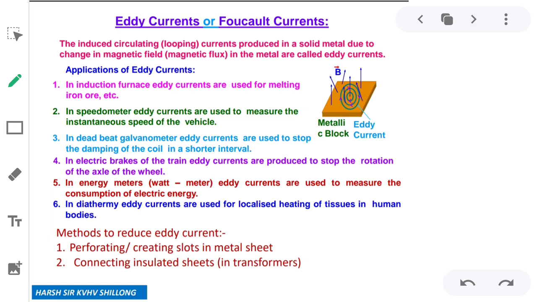Next topic, eddy currents, also known as Foucault's currents. Eddy currents are nothing but the currents induced in the bulk of a conductor whenever the magnetic flux linked to it changes. It's according to Faraday's law. But the difference is that these currents are in the bulk of the conductor, while in the previous cases we studied till now, we took a metal rod or a loop, so we could easily understand the direction of current in that.